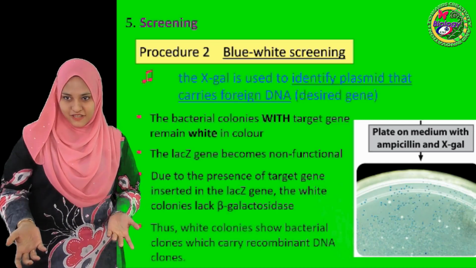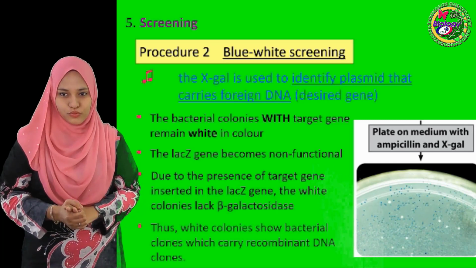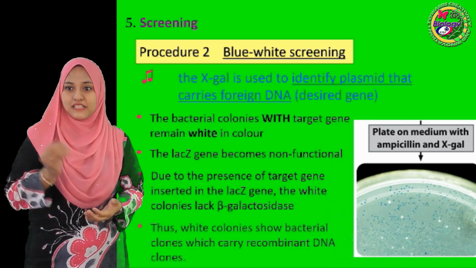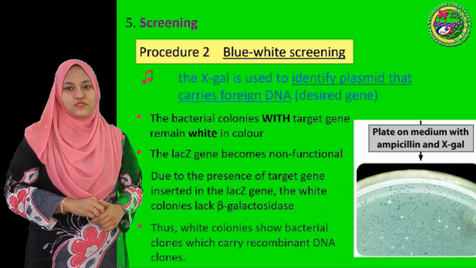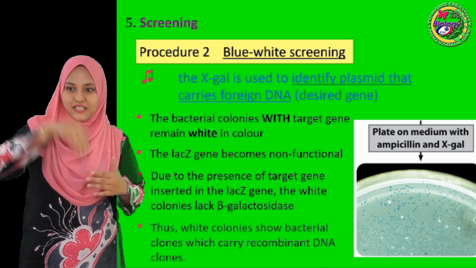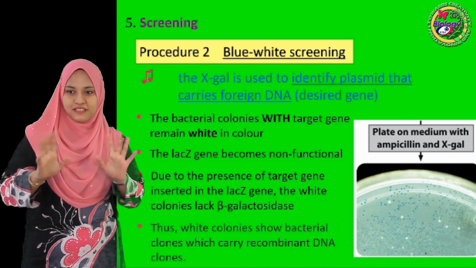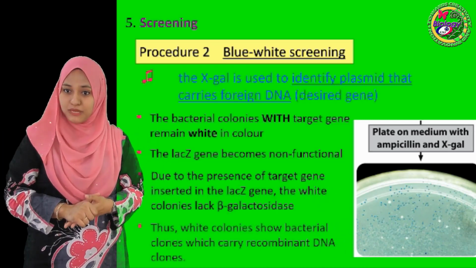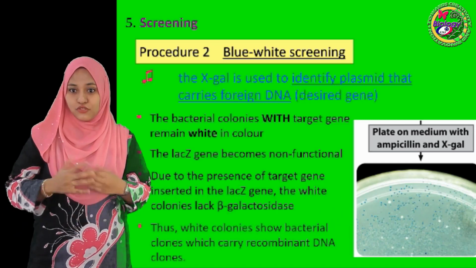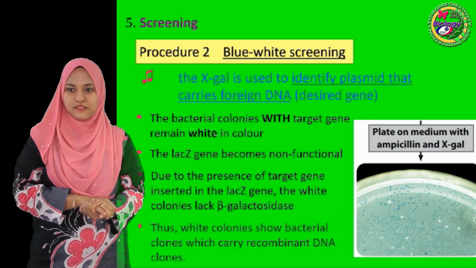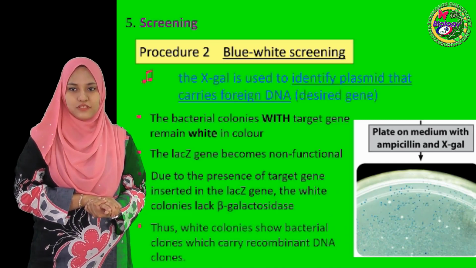Here, the LacZ gene becomes non-functional. This is due to the presence of the target gene inserted in the LacZ gene region. So when the target gene is inserted in that region, the bacterial colony lacks the beta-galactosidase, meaning it will not produce beta-galactosidase. So the white colonies show bacterial clones which carry recombinant DNA.